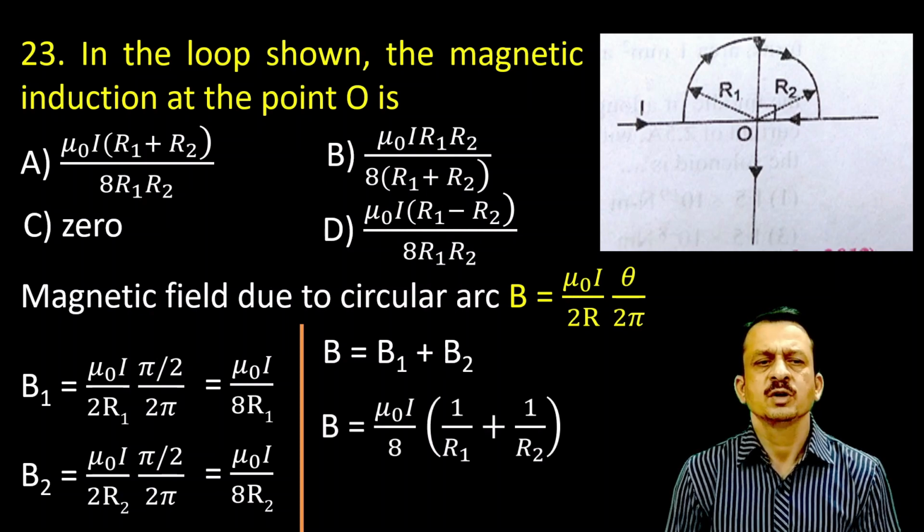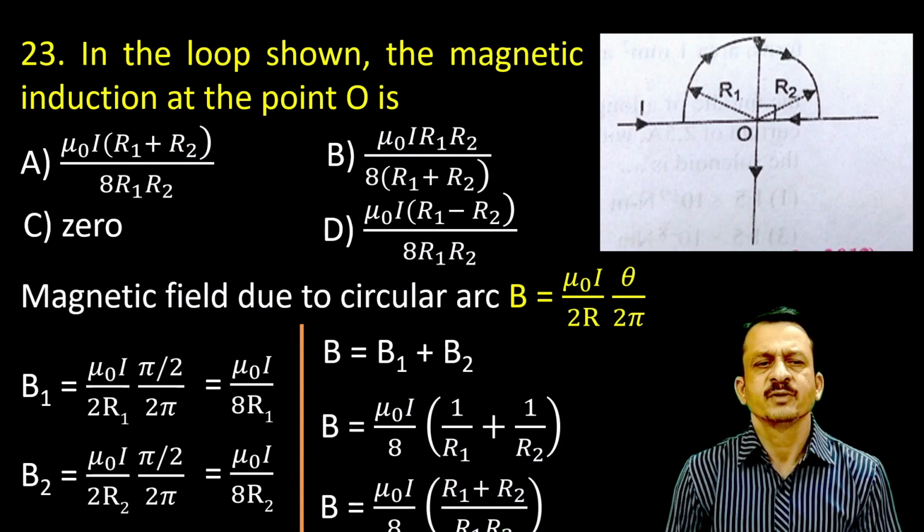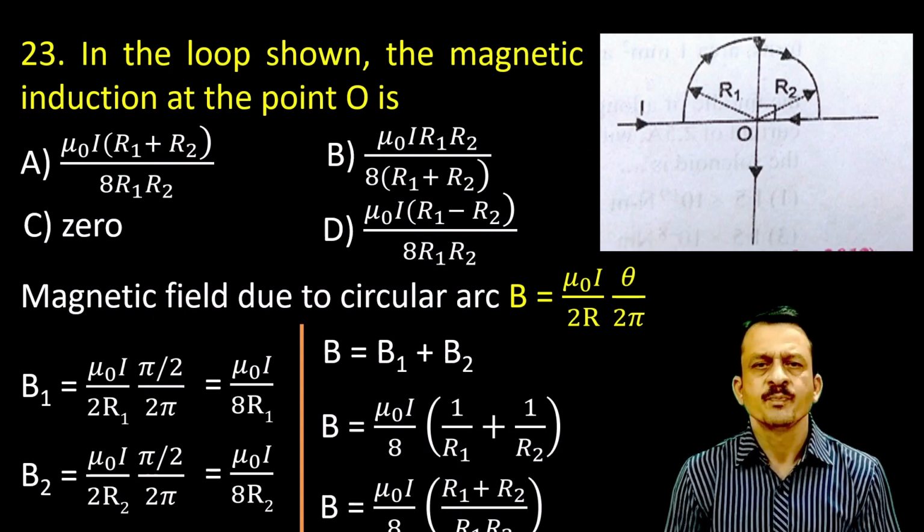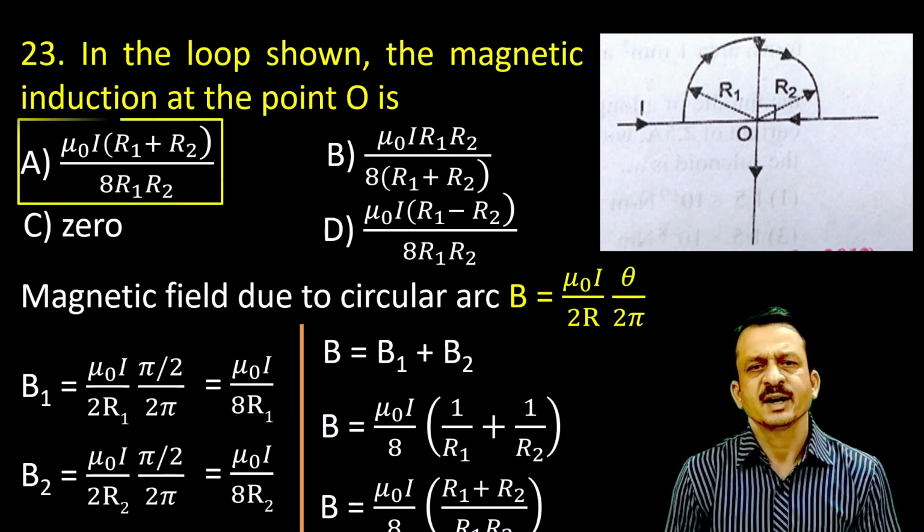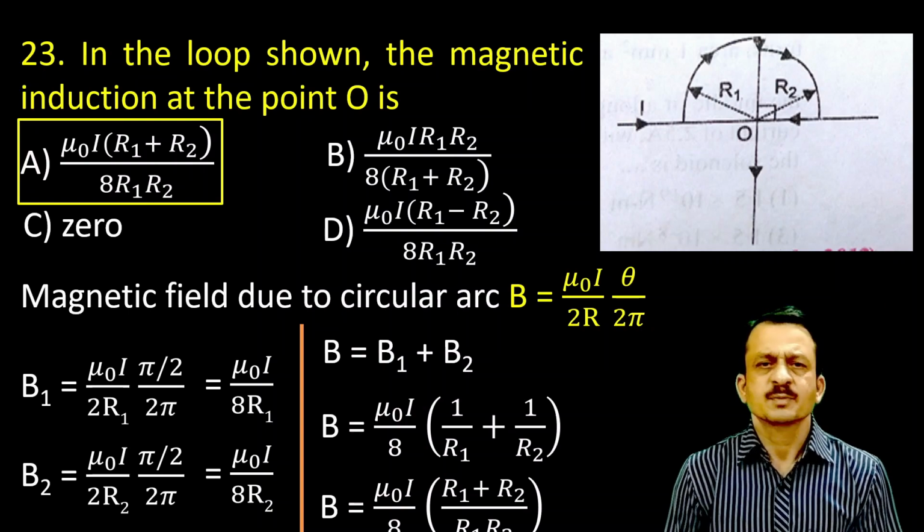So therefore mu naught I divided by 8 is common. If I take it out, it is 1 by R1 plus 1 by R2. Now taking the LCM and simplifying, I will get mu naught I divided by 8 into R1 plus R2 divided by R1 R2. Hence A is the right answer here. Clear? Next problem.